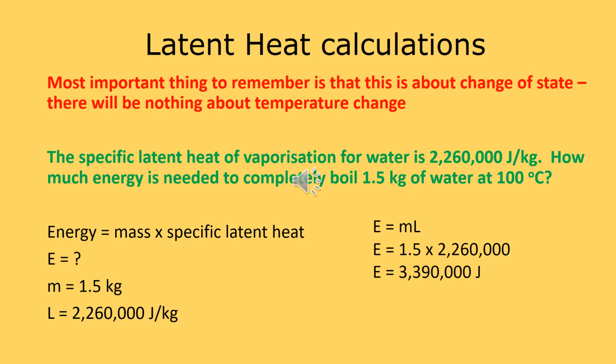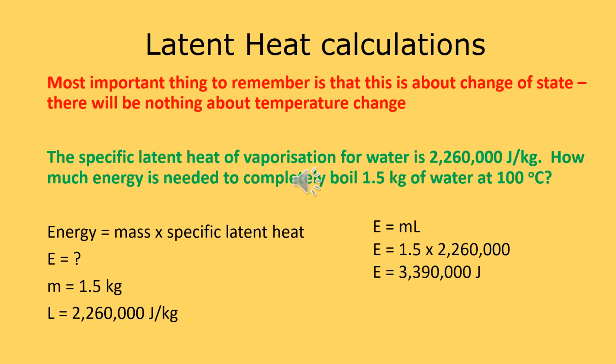Now the question you're given here: the specific latent heat of vaporization of water is 2,260,000 joules per kilogram, and you're using 1.5 kilograms of water. You are being asked to calculate how much energy is needed to boil this water.